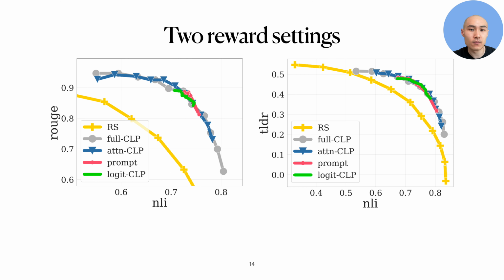Full CLP, which conditions on the full model for parameter conditioning. Attention CLP, which only conditions on the first few attention layers, and therefore uses much less memory. And Logit CLP, which conditions only on the last unembedding layer, and is equivalent to logit mixing, which we prove has some nice theoretical properties.